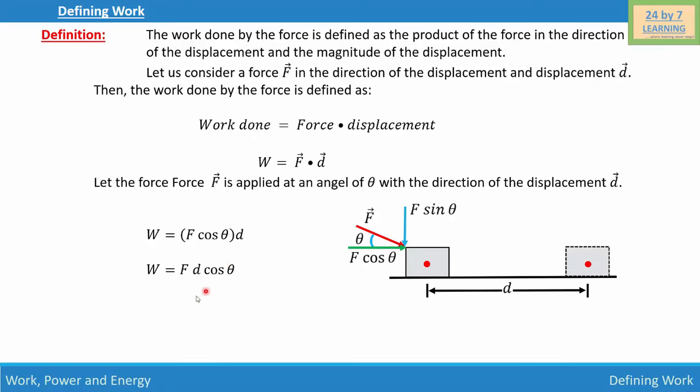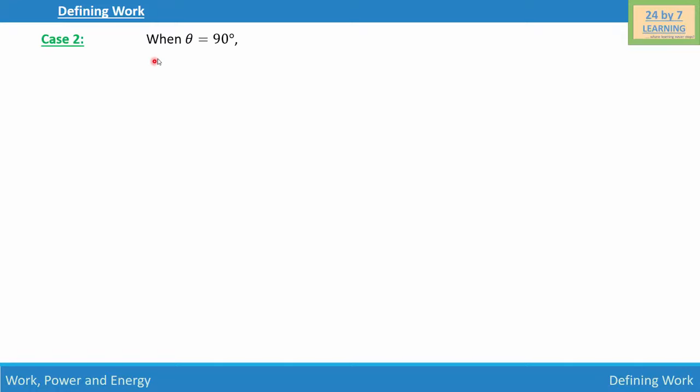Our first case is when theta is equal to 0 degrees, then cosine theta will be cosine 0 and that is equal to 1. So our work done will be W is equal to Fd, and my cosine theta is 1, so we will multiply Fd times 1 which is equal to Fd. So when theta is equal to 0 degrees, the work done is basically the multiplication of force and displacement. Now let's consider a second case.